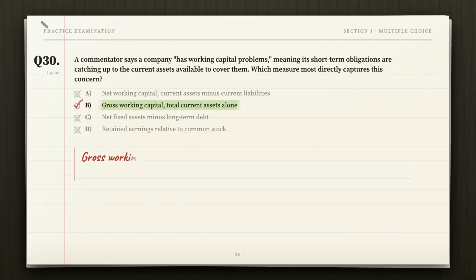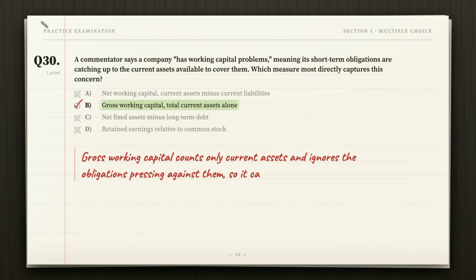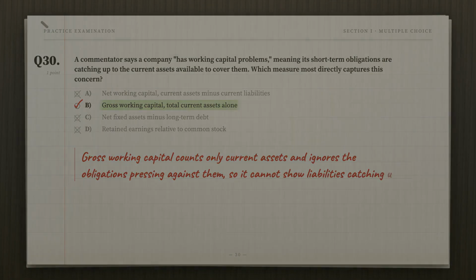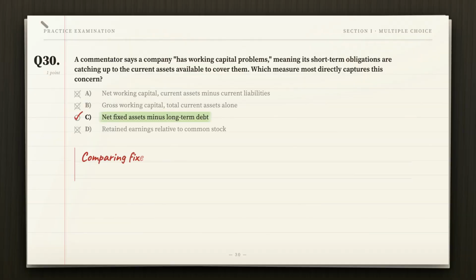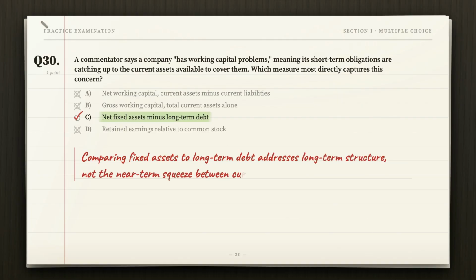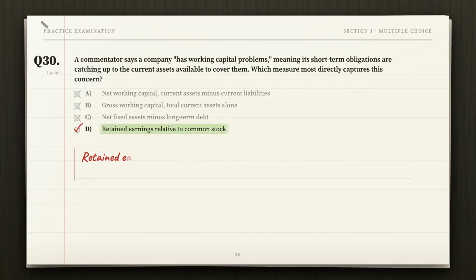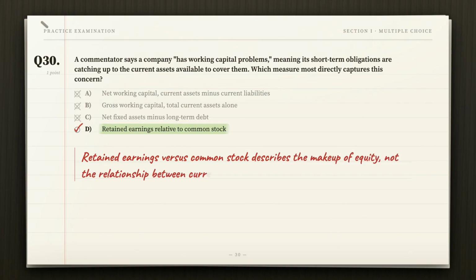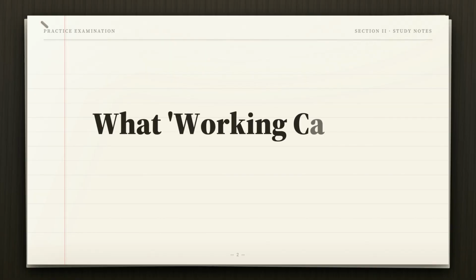B is wrong because gross working capital counts only current assets and ignores the obligations pressing against them, so it cannot show liabilities catching up. C is wrong because comparing fixed assets to long-term debt addresses long-term structure, not the near-term squeeze between current assets and current liabilities. D is wrong because retained earnings versus common stock describes the makeup of equity, not the relationship between current assets and current liabilities.